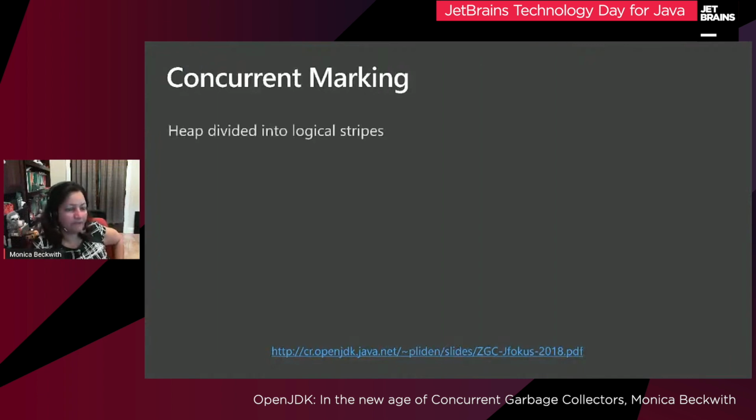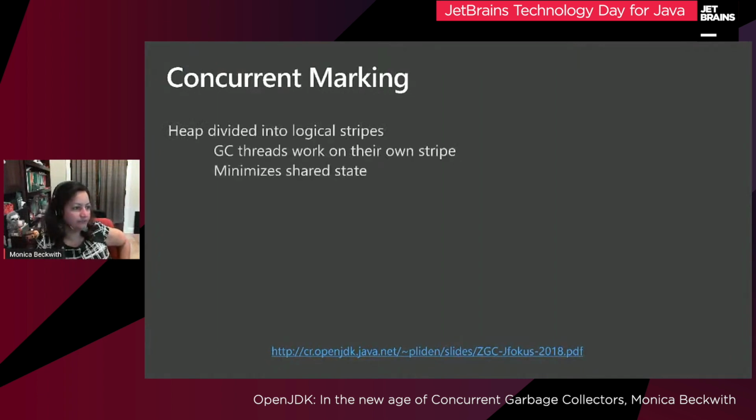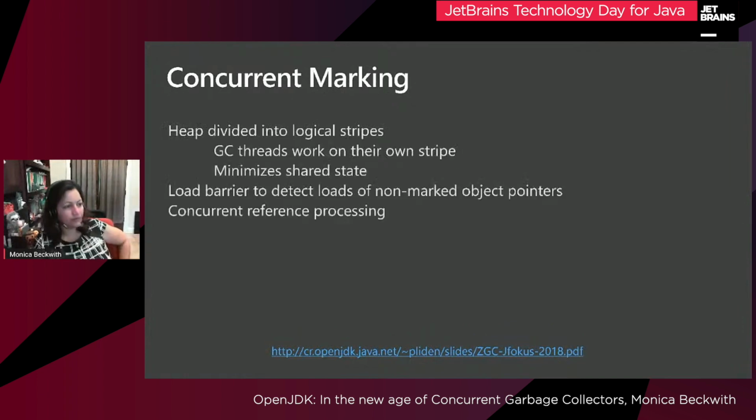Let's look at concurrent marking in detail here. The GC threads each work on their own stripe. So the entire heap, no matter how huge it is, each GC thread will work on their own area, so to speak. We're trying to avoid shared state. If you have more threads, there's more concurrency that we need to keep an account of, and whenever you're sharing between the threads, there's the concurrent overhead. So we're trying to minimize that.